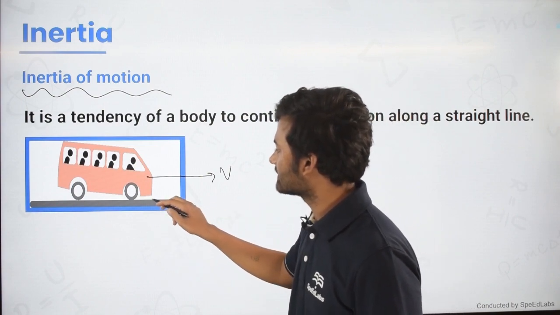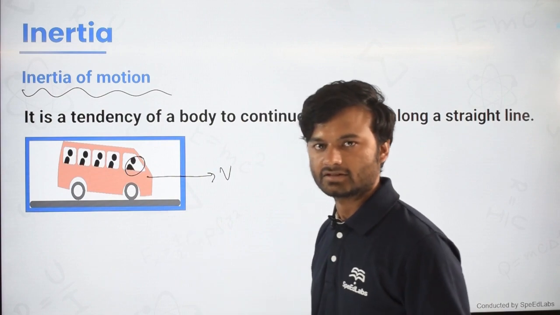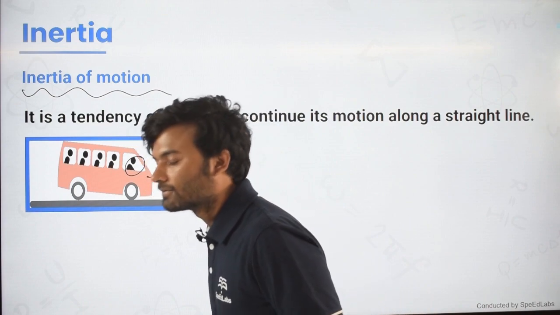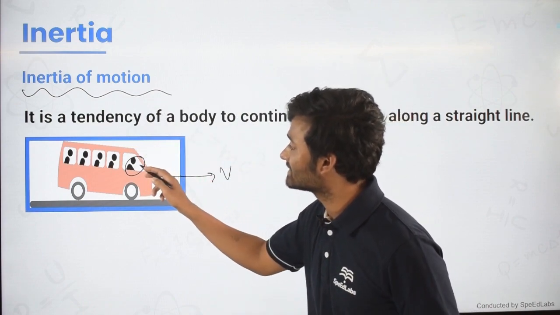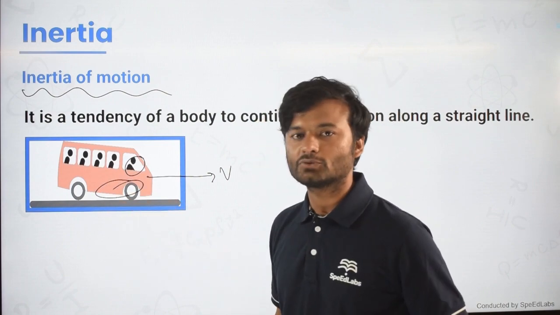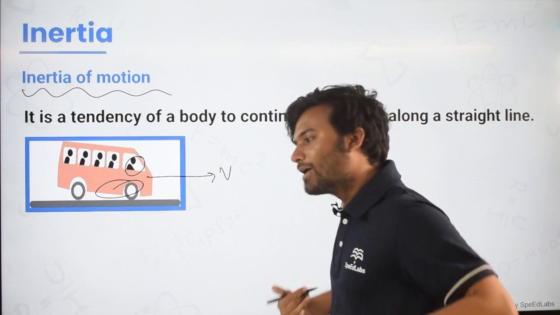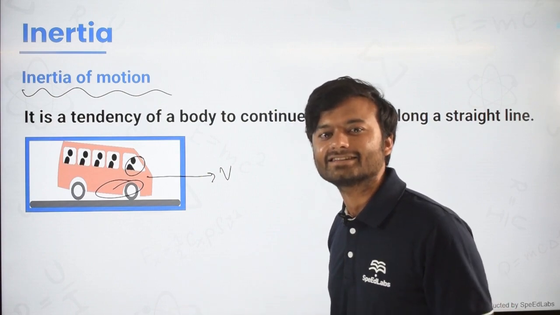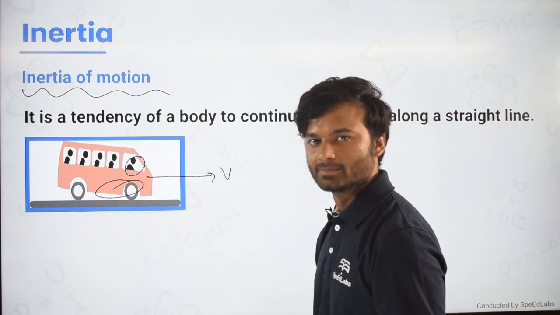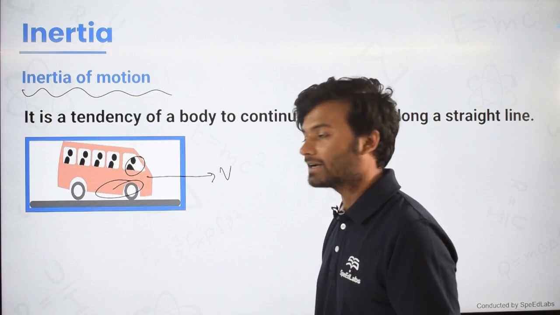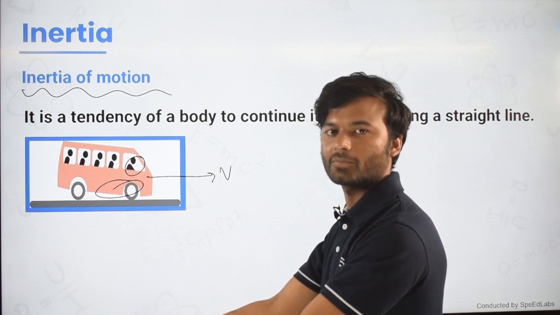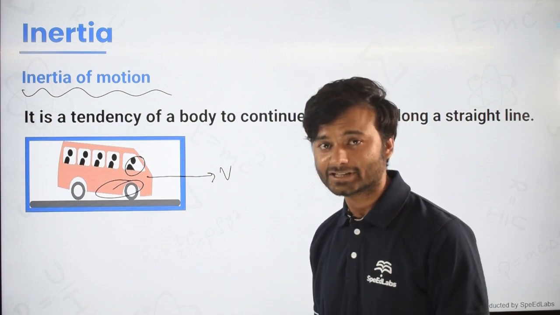And suddenly, let's say this driver applies brakes, then all the passengers will move in the forward direction. Why? Because when this driver applies the brake, the lower part of the body comes to rest. But the upper body wants to be in motion because it was the tendency of the passengers to move continuously with the bus. Okay, but the lower part comes to rest suddenly, but the upper part wants to be in motion. Hence, we fall in the forward direction. This is basically what inertia of motion means.